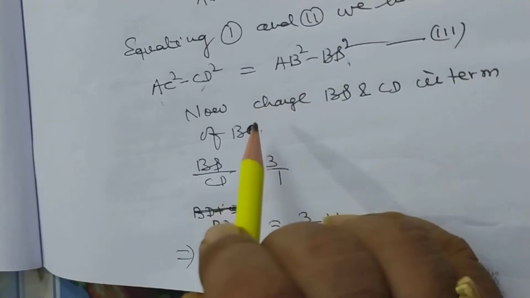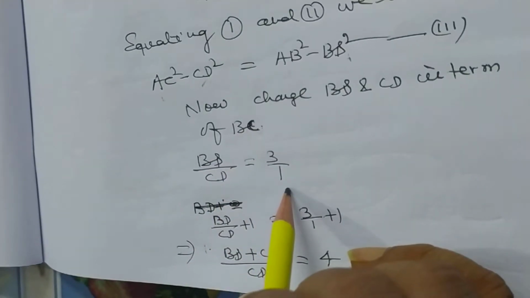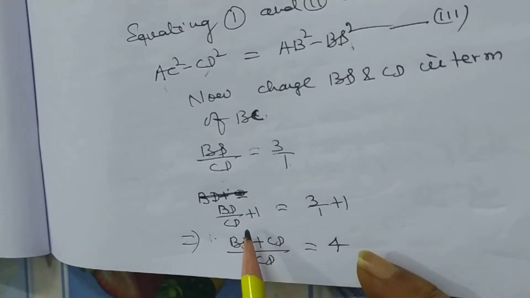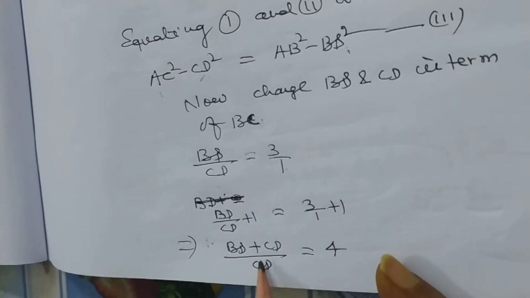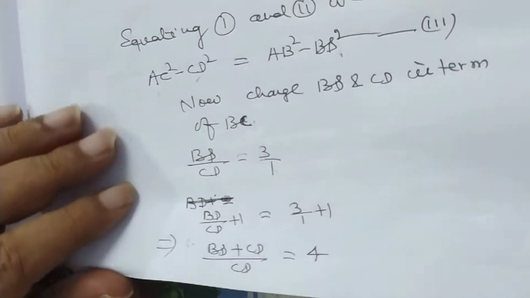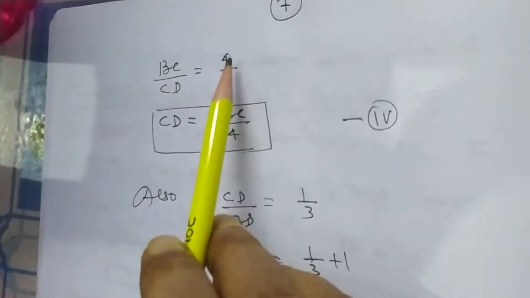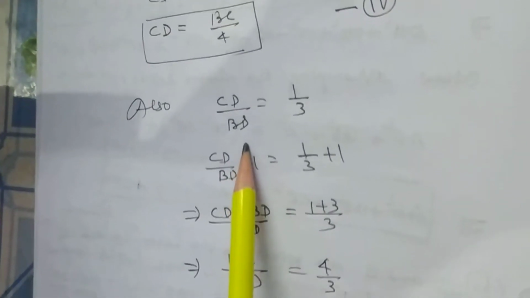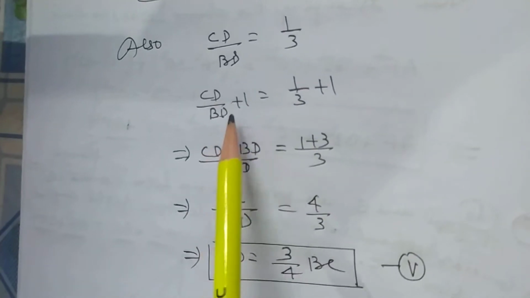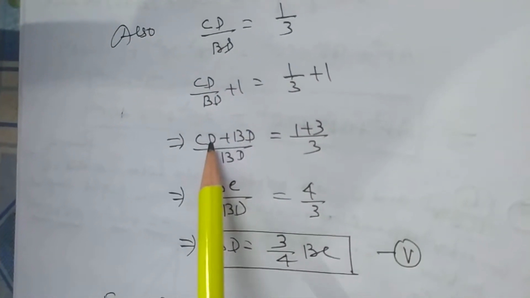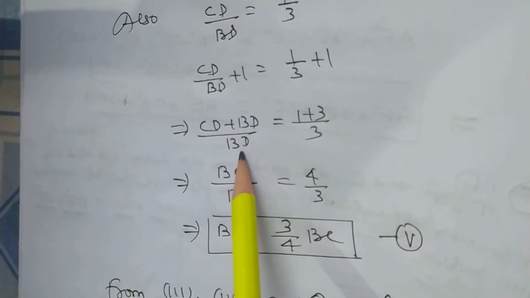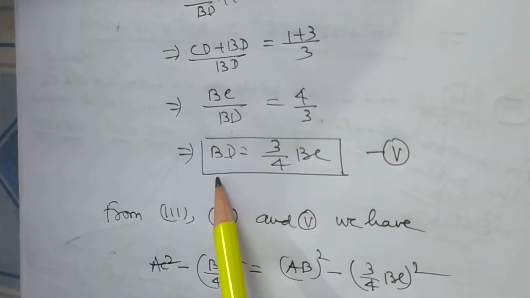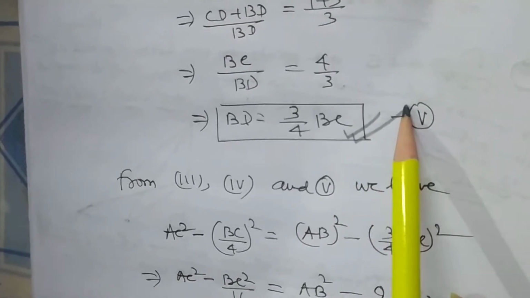My dear student, BD by CD is equal to 3 by 1, because thrice CD is equal to BD. Adding 1 both sides, BD by CD plus 1 is equal to 3 by 1 plus 1. BD plus CD by CD is equal to 4. So BC by CD is equal to 4 by 1. Similarly, CD is equal to BC by 4. Again, CD by BD is equal to 1 by 3. So CD by BD plus 1 is equal to 1 by 3 plus 1. And it will be CD plus BD by BD is equal to 1 plus 3 by 3. So BC by BD is equal to 4 by 3. So BD is equal to 3 by 4 BC. In this way you can solve this problem.